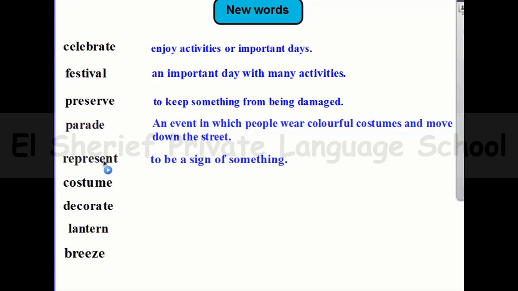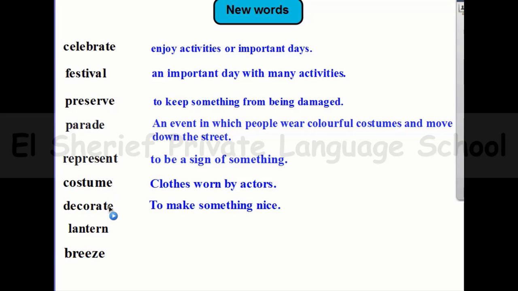Represent. It's a verb. It means to be a sign of something. Costume. It's a noun. It means clothes worn by actors. For example, he went to the party in a giant costume.